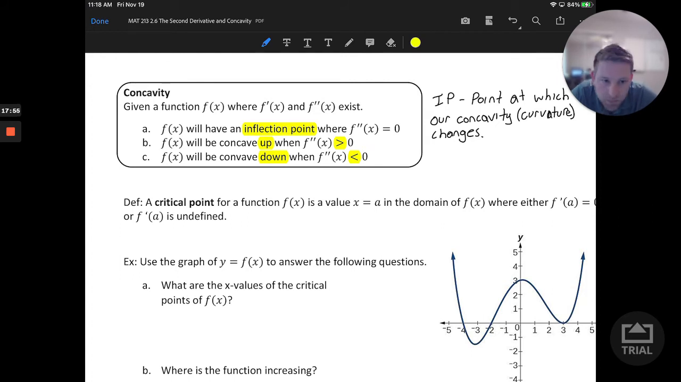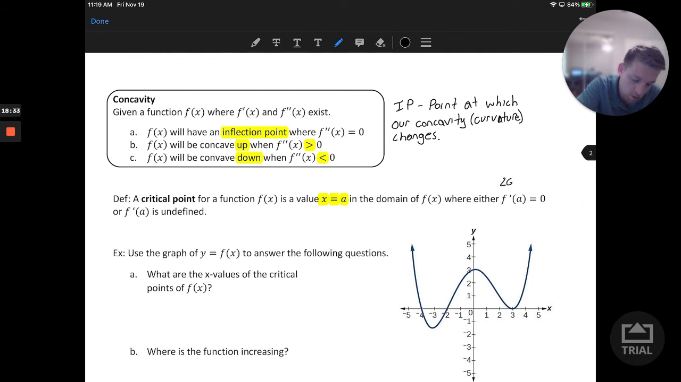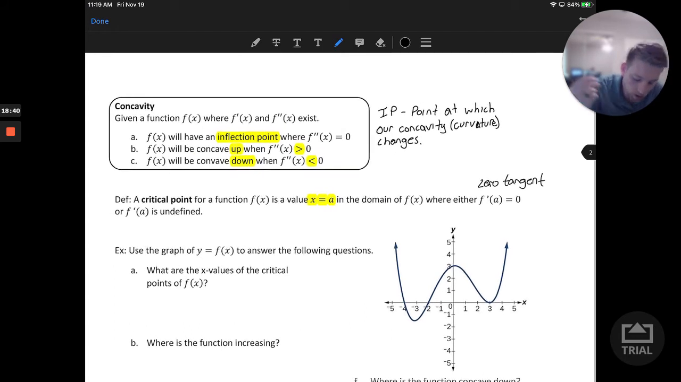Another important piece that we'll want to consider is the idea of a critical point. This definition tells us that for a function f of x, a critical point is a value, x equals a, some specific value in the domain of f of x, where either f prime of a is equal to 0 or f prime of a is undefined. So either our derivative is 0, in other words, we have a 0 tangent slope, or our tangent slope would be undefined.